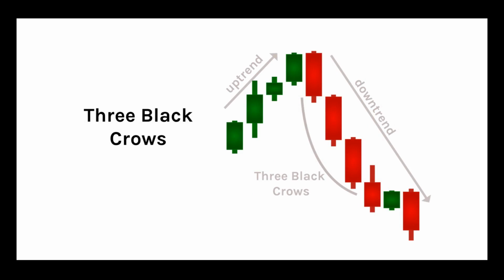The three black crows pattern is recognizable by three red candlesticks inside of an uptrend. The second and third candles open within the body of the previous ones and close below it. The candles usually have little to no lower wicks. These patterns indicate a strong selling pressure which drives the price down and can announce an upcoming price reversal.